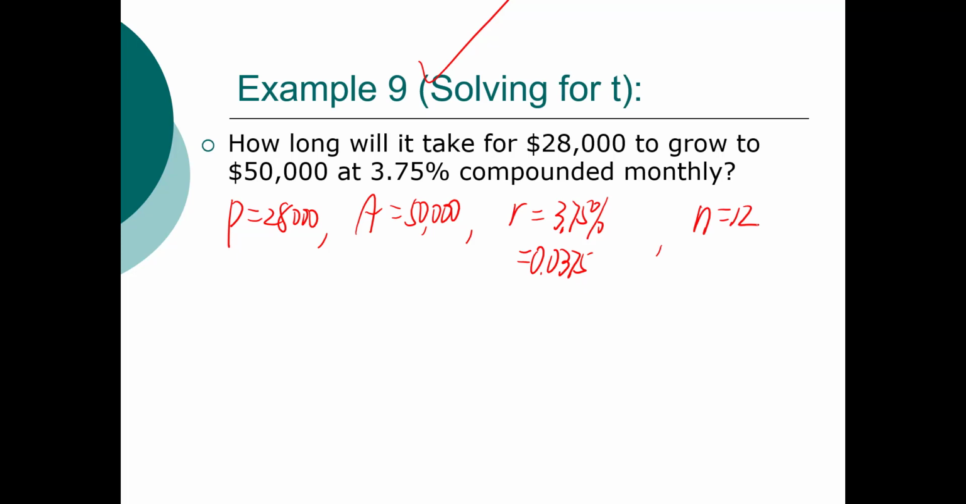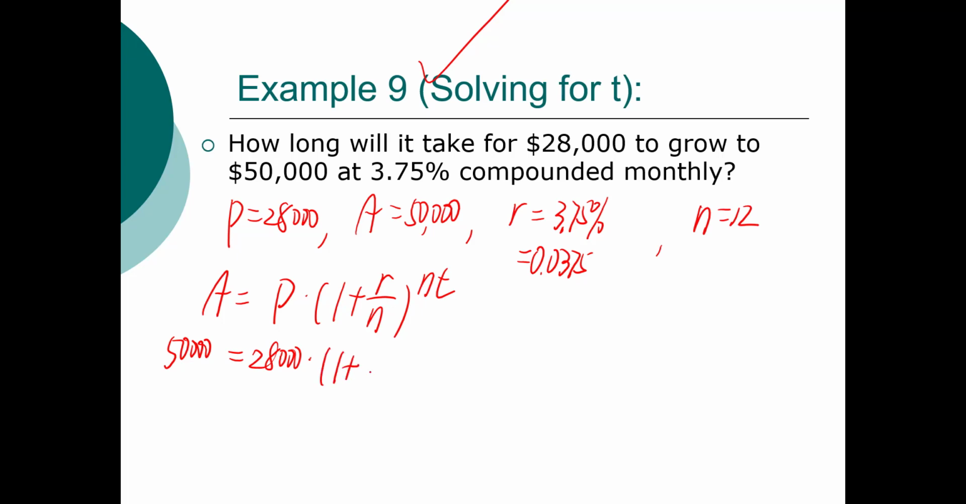So step 1, we get our formula down. Ending balance equals principal times 1 plus r over n, to the nt. And the ending balance is 50,000, the principal is 20,000, 1 plus the rate, 0.0375 over 12, and to the nt, n is 12.